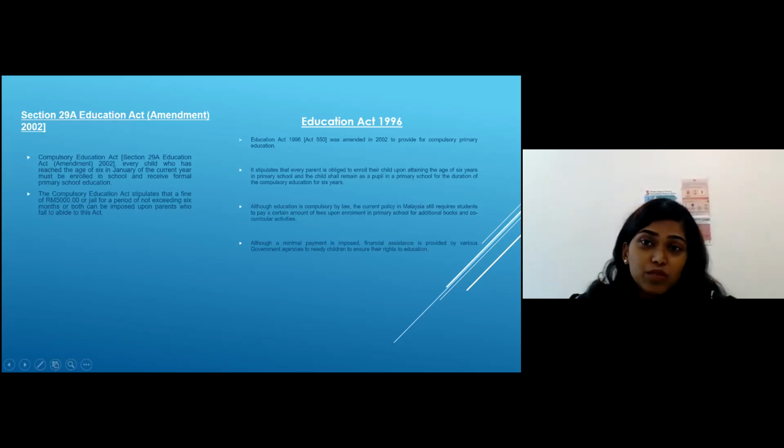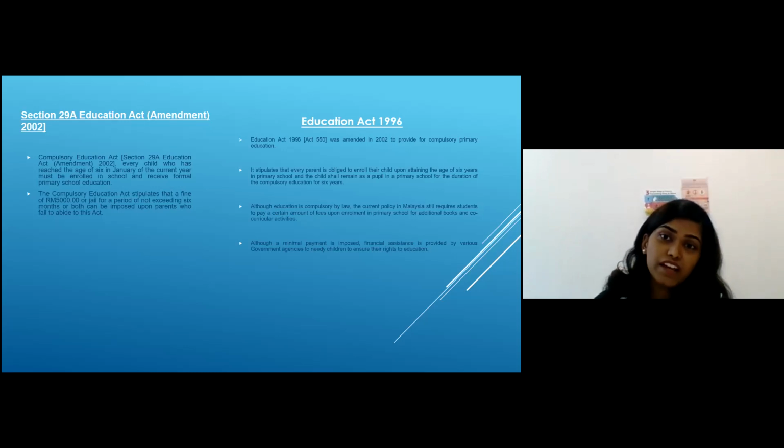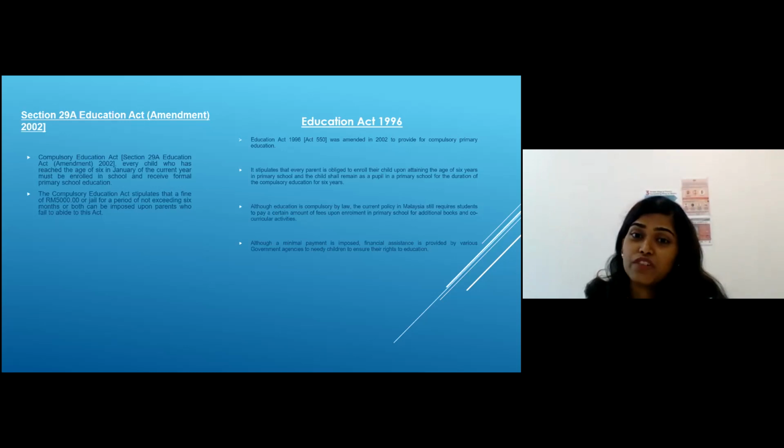Similarly, we also have the Education Act 1966. This Act was amended in 2002 to provide for compulsory primary education. It stipulated that every parent is obliged to enroll their child in primary school upon attaining the age of 6, making education compulsory from the age of 6 onwards.